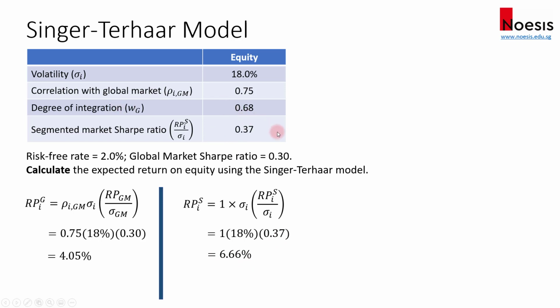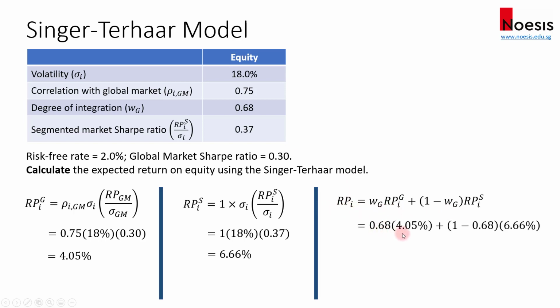Then we'll take the degree of integration and compute the weighted average of both markets to get the risk premium for the equity asset class. So in this case, we'll take 68% times 4.05%, plus 0.32 times 6.66%, so that gives us 4.8852%. To get the expected return, we then have to add in the risk-free rate of 2%, so that gives us 6.8852%. So let's see how we can execute this in the formula editor.